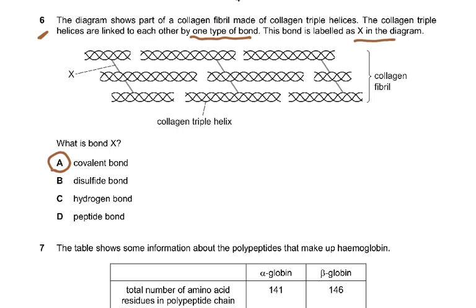So covalent bonds joining the units of the three polypeptides twisted around each other, and then you can see the staggered ends, and then you can see them joined by these covalent bonds.